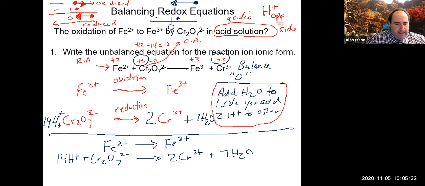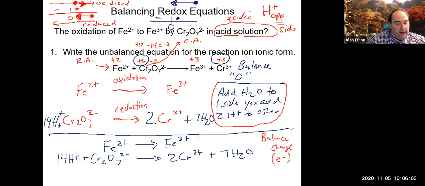Now we're ready to balance the charge, and we want to balance the charge by adding electrons. Now, there's many ways you could look at doing this, but really the simplest way is to just take the overall charge on each side. So if we look at the top half reaction, on the left-hand side, we have a grand total of +2. On the right-hand side, we have a grand total of +3.